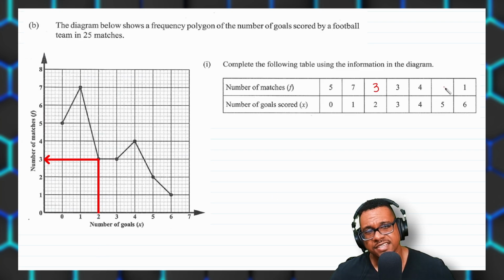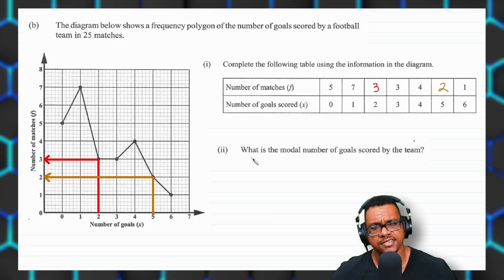So now we can do the same thing here. We look for the number of goals scored, which is 5, and let's see what the number of matches will be. So you come down here for the number of goals scored, which is 5, and you go all the way up like this. So we'll touch here, and we go across, and we have the number of matches is 2. So I'm going to put the number of matches here is 2.